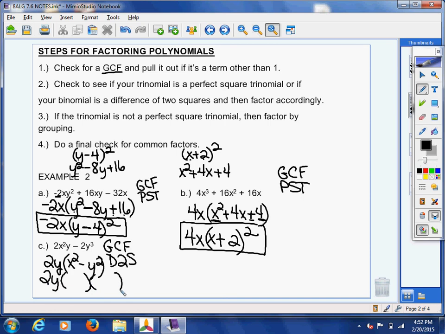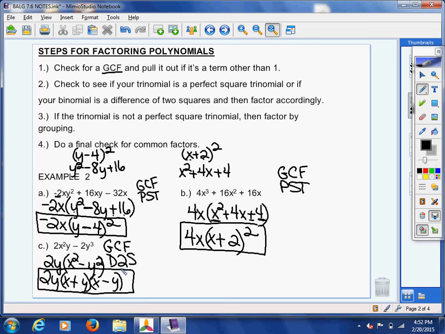Remember, the quantities are identical. The only thing that's different is the sign in the middle. So x squared, we'll put one of them here, one of them there. y squared, put one of them here, one of them there. Make one of the quantities positive, the other one negative, and you're finished, my friends. This is as good as it gets.